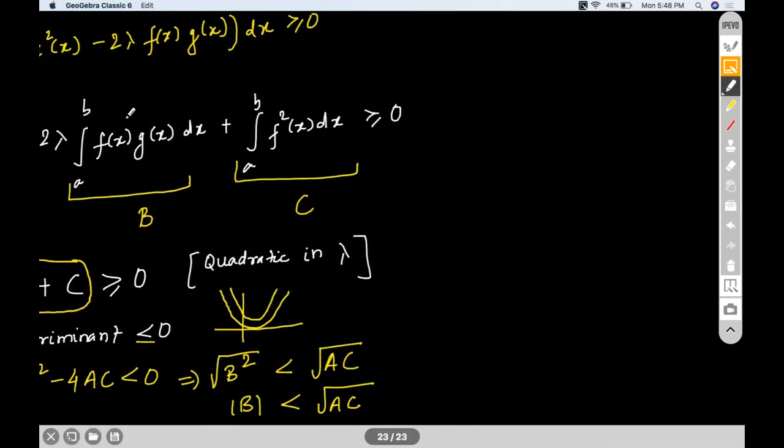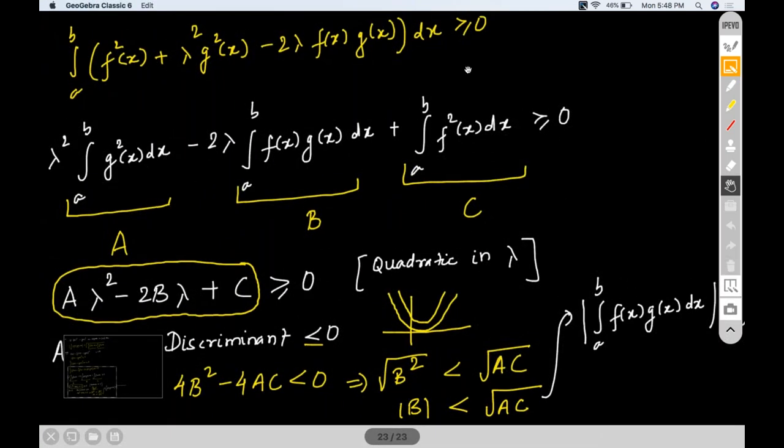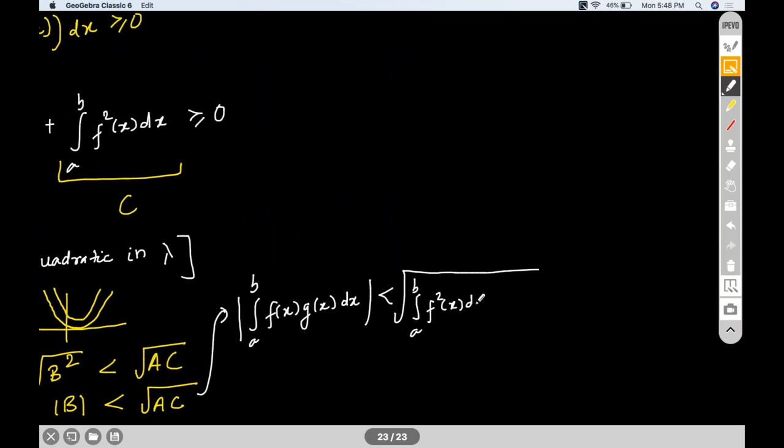Just try to recall from here. B is this. So mod b is like saying mod from a to b f of x gx is less than under root ac. It is hidden actually. A is this guy, C is this guy. So it would be from A to B F square into A to B g square. I'm writing. So this is your term. And hence the property.